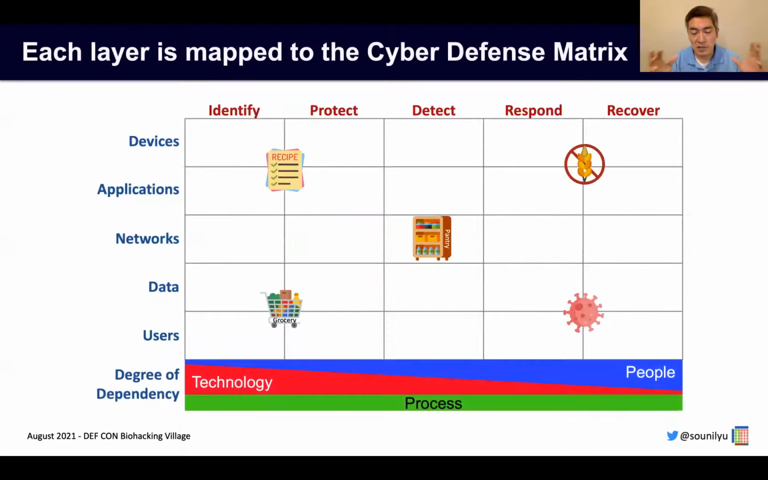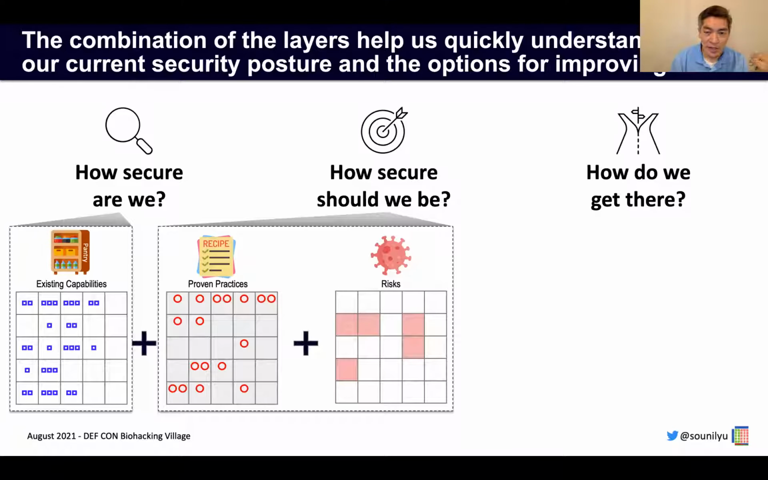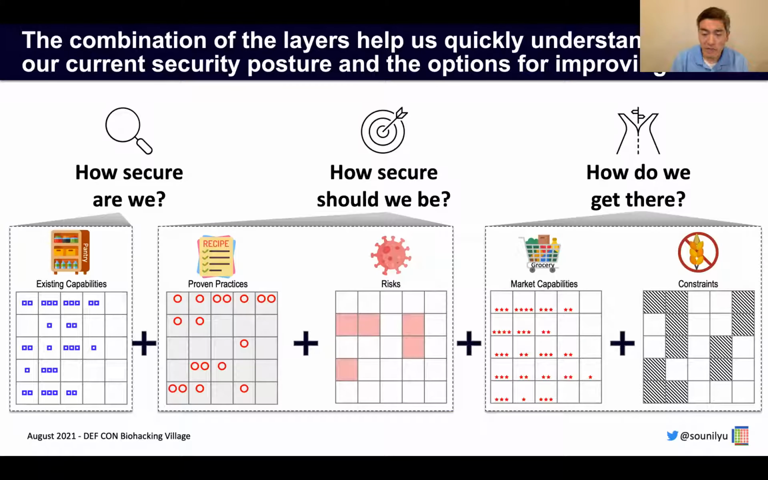What we're going to do is map each of these different layers to the Cyber Defense Matrix, and I'll show you how we might go about doing that. In doing so, we should be able to answer three questions. How secure are we? To answer that, we would look at our existing capabilities. Next, how secure should we be? Here we're looking at proven practices plus the risks that we have to address. And lastly, how do we get there? For this, we're going to look at what's available in the market, plus be mindful of the constraints that we have to deal with.